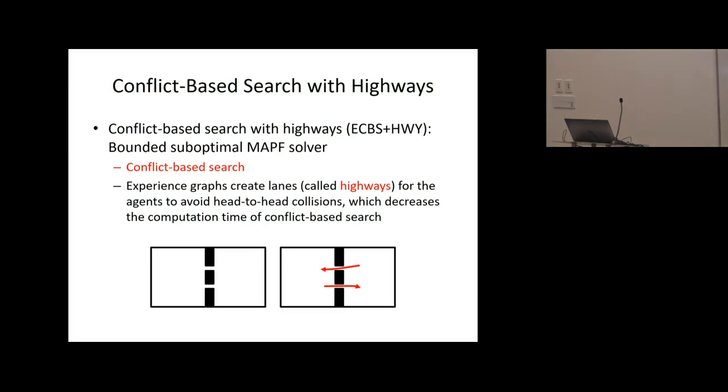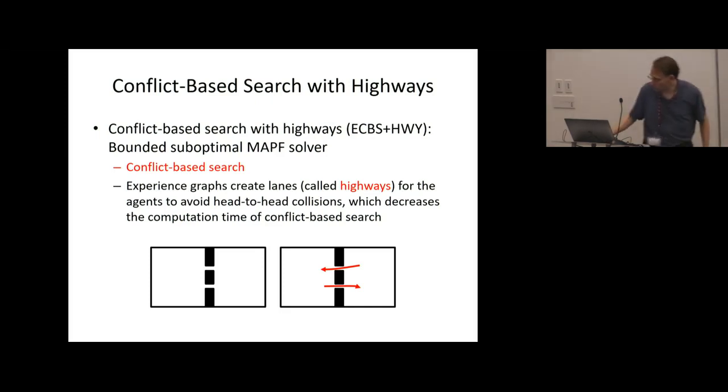Okay, so how does it work here? So let's look at this here. So there are a bunch of robots here that want to go one way, and a bunch of robots here that want to go the other way, with robots coming in the opposite direction.